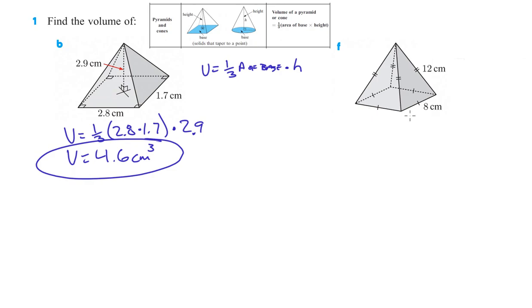On this one here, we'll do the same thing. Volume equals 1/3. The area of the base is going to be 8 times 8. The height they don't give us, but they do give us this slant height piece here. So to figure out what this height is, we're going to have to figure out this piece right here. Let's draw this triangle right here. Think of this here as the triangle.